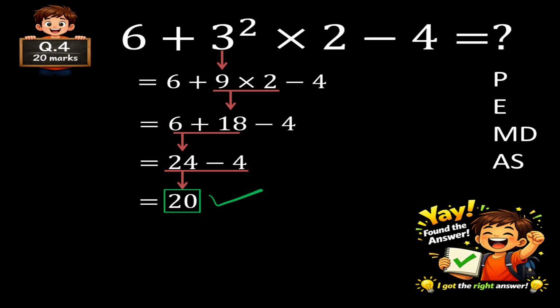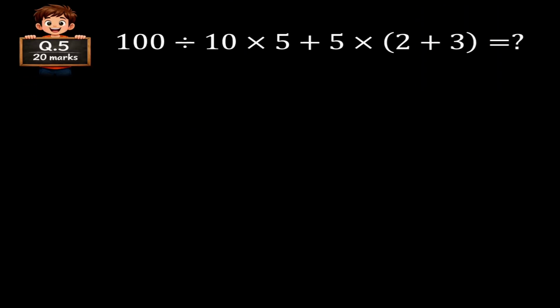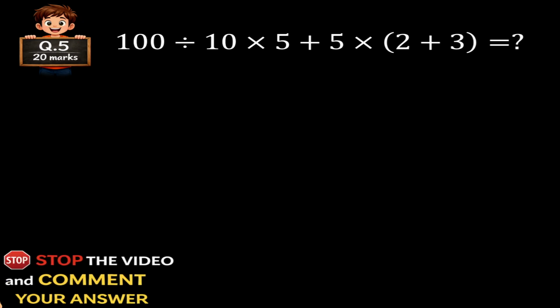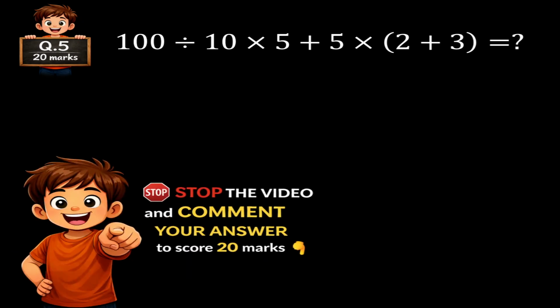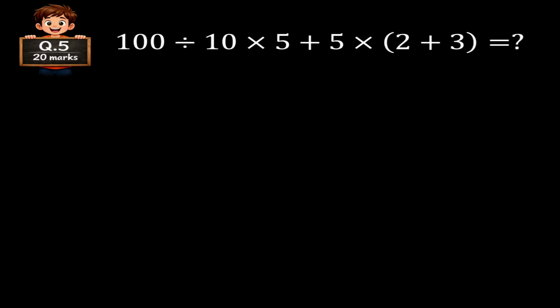Okay. Now let's see the final question, question number 5. So please see the final question very carefully, because this question is the most important of all. Please stop this video and comment your answer to score 20 marks. Okay. Now let's see this question. 100 divided by 10 multiply 5 plus 5 multiply (2 plus 3).